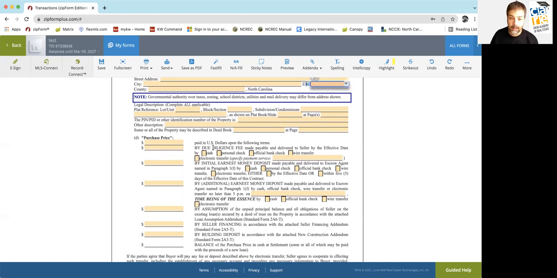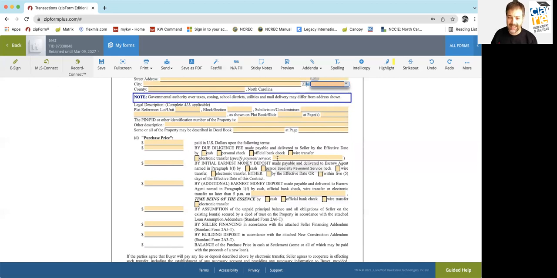So the purchase price is the amount being paid for the property. And that is the total purchase price. Remember, the due diligence fee is a non-refundable fee given from the buyer to the seller. At the time of contract, it is due the day this becomes an executed contract, from the buyer to the seller. It can be paid in cash, personal check, wire transfer, official bank check, or you can use an electronic transfer service like even Venmo or something of that nature.